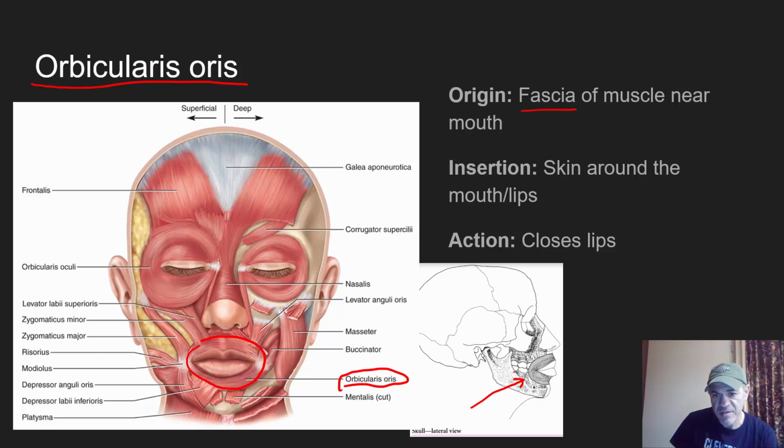So the muscles that have been removed in this isolation drawing, we would have origins outward from there, and we would overall be connected to the fascia of those muscles that you don't see in the image on the right. But when this muscle contracts, the insertion is on the skin around the mouth or the lips. So the action would be to close the lips, much like the way the Orbicularis oculi closes the eyelids. So this one would close the lips.